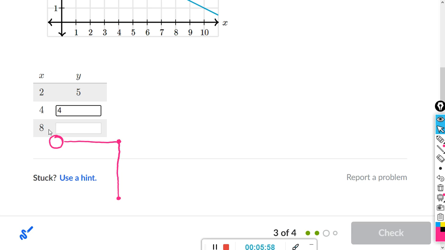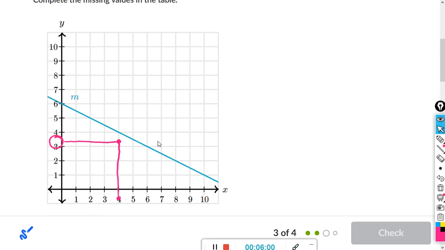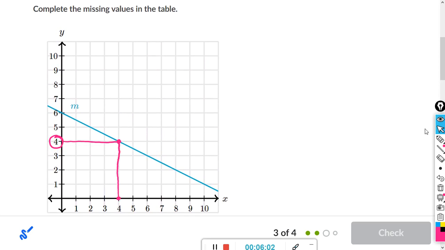And then x equals 8. Let's trace that one. Okay, this is the x-axis. X equals 8. Trace it up to the line. It hits the line right there. And the y-coordinate for x equals 8, that's going to be a 2. So for x equals 8, y equals 2.